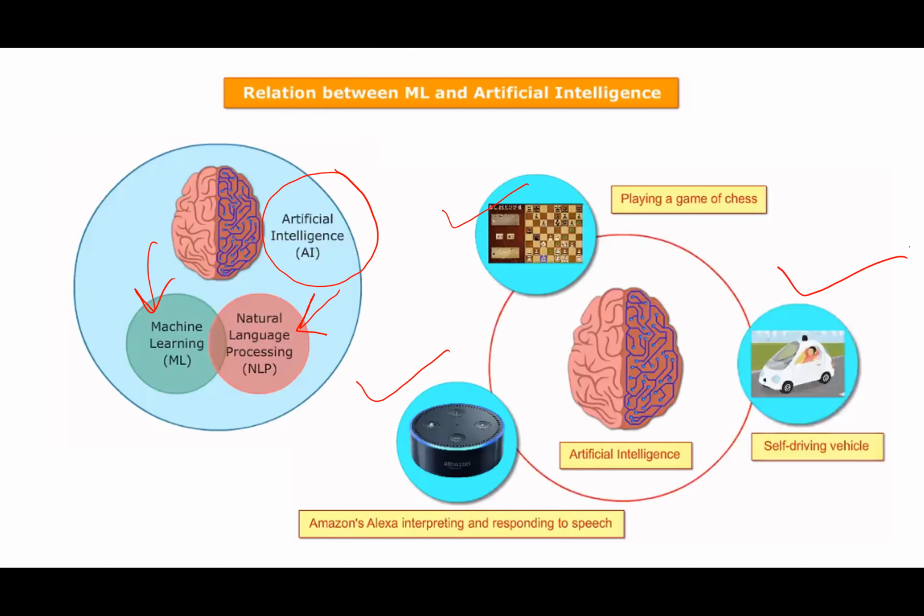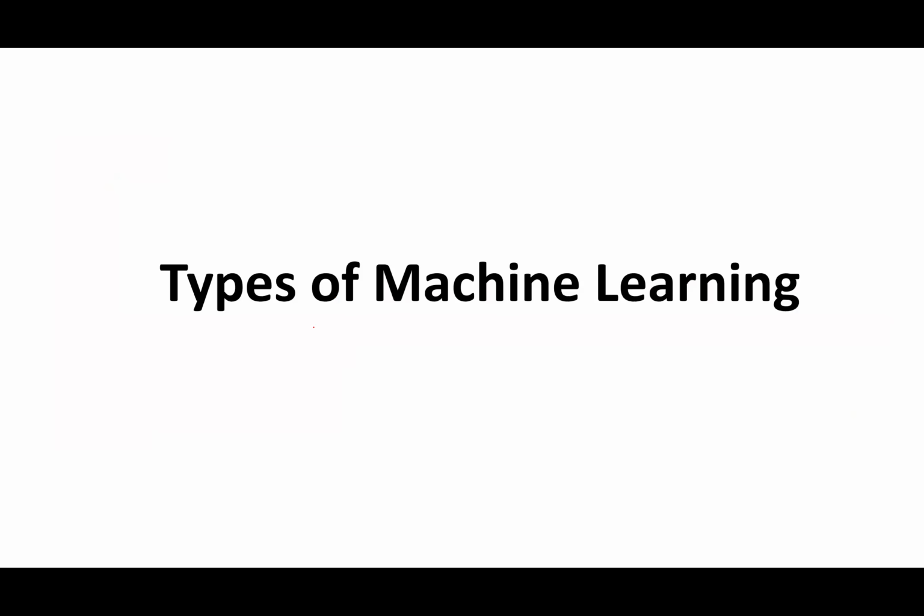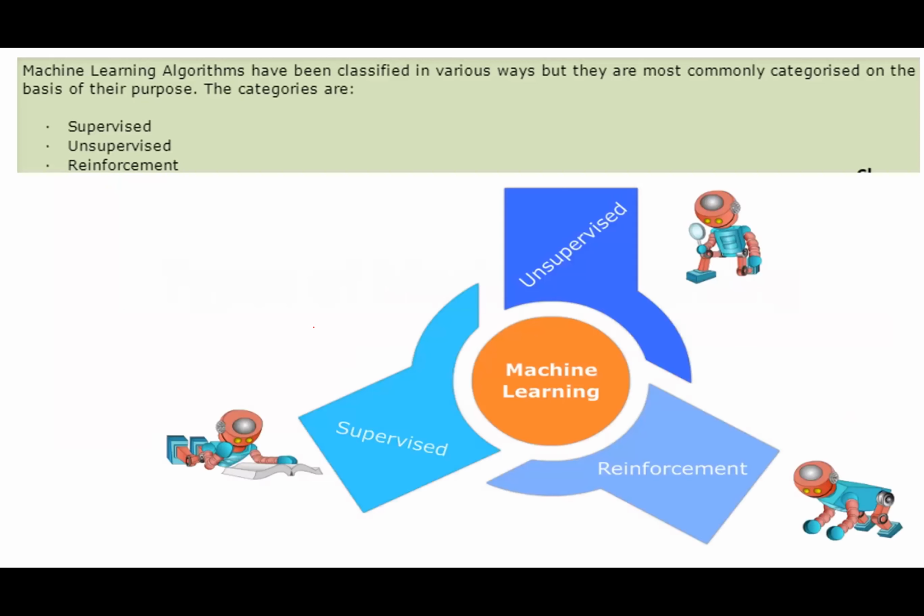There is a self-driving car. So all of these things are artificially intelligent, but in some way. So Alexa is using NLP, right? Self-driving cars are using machine learning and computer vision and a lot more to make decisions on how to drive a car. And playing a game of chess also uses machine learning, or it's kind of a rule based program, but it is intelligent, right? Now there are different types of machine learning.